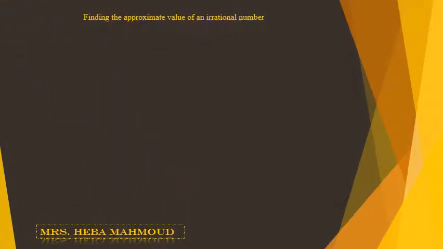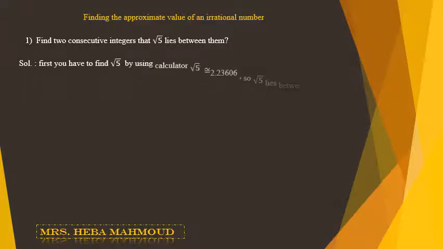Now, finding the approximate value of an irrational number. 1. Find two consecutive integers that root 5 lies between. Solution. First, you have to find the square root of 5 by using a calculator. So the square root of 5 will be 2.23606. So the square root of 5 lies between 2 and 3 because the decimal number lies between 2 and 3.